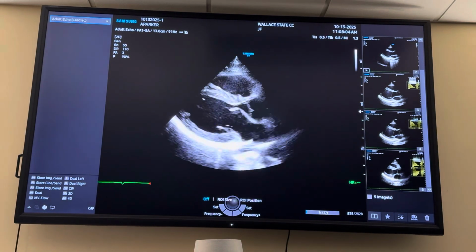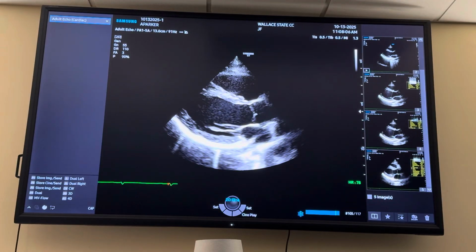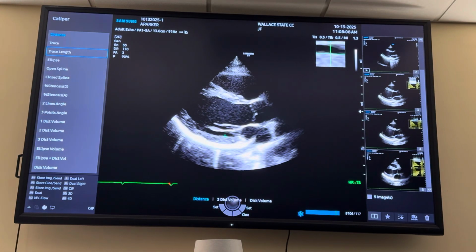So, for example, if we're going back and just measuring posterior wall, you're not going to measure it like this. You're going to measure more of that hypoechoic area. Once you hit that bright white line, you've gone too far.